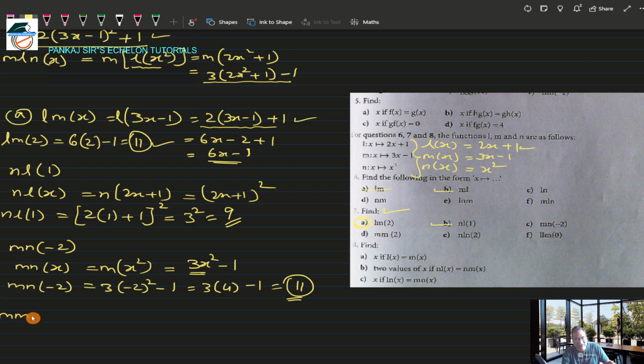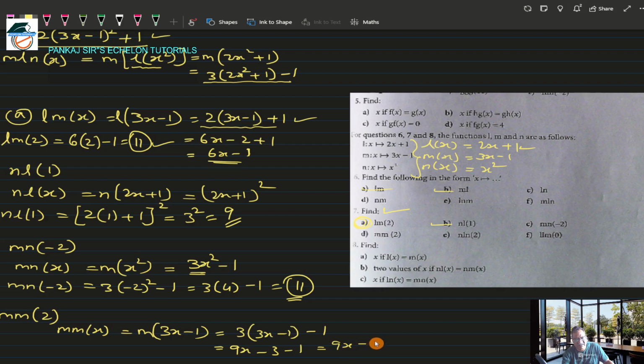You have to find out MM of 2. Okay. So to find MM of 2, you should know what is MM of x first of all. So M of x is 3x minus 1, and there's M in front of that. Again, it will be 3 into 3x minus 1, minus 1. So we work out 3 times is 9x minus 3 ones are 3, minus 1. This is 9x minus 4.